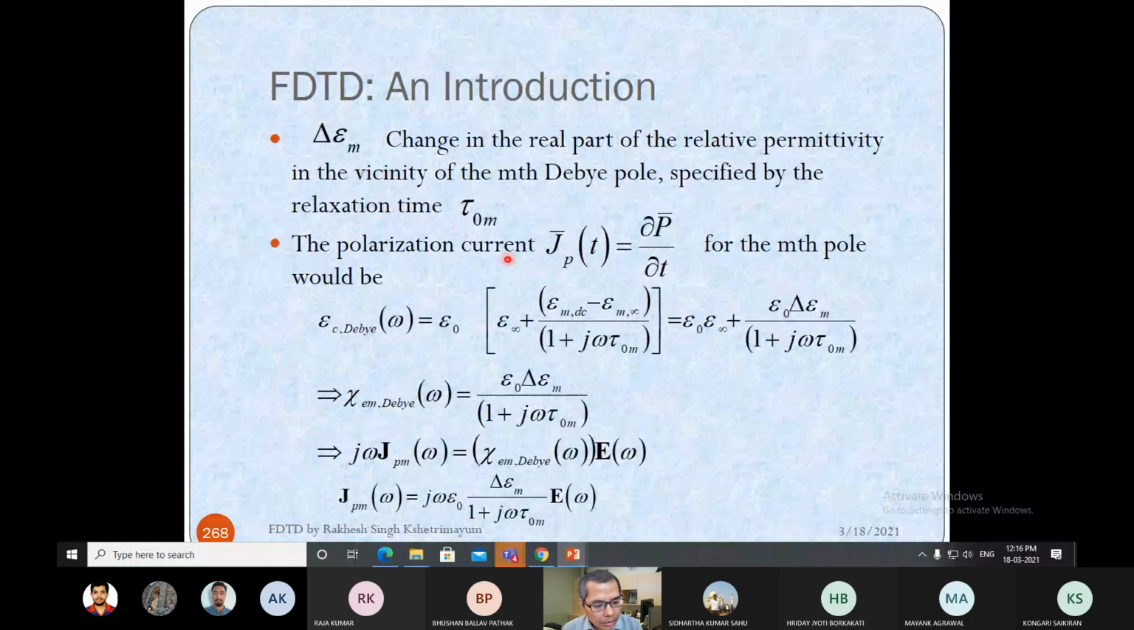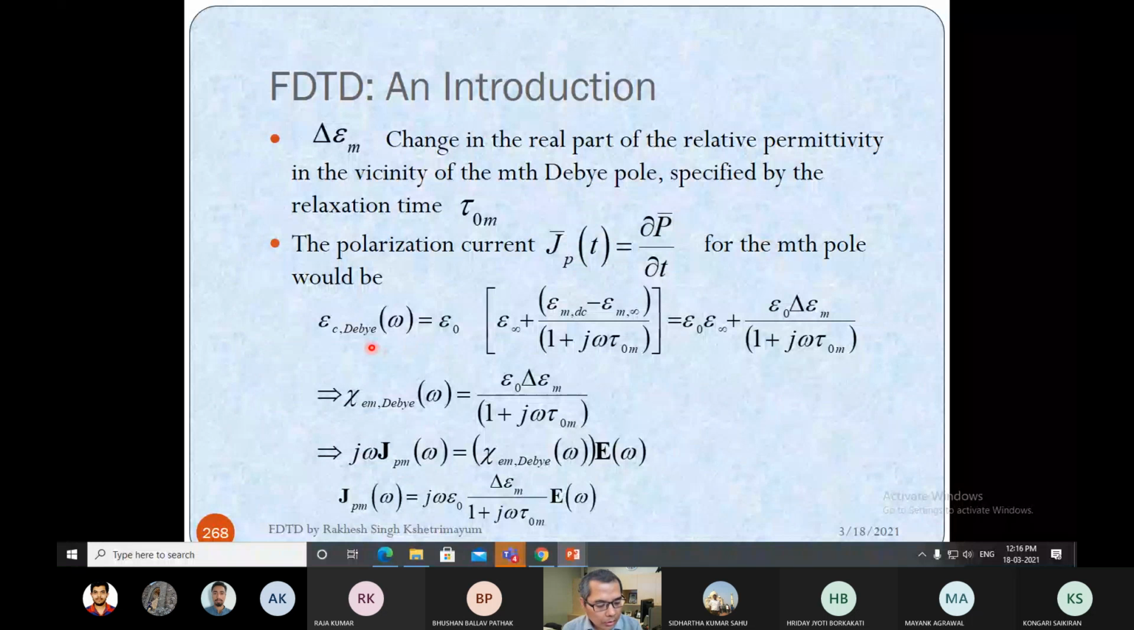So how do I write the update equation for the polarization current? Polarization current we can denote as Jp. Jp is varying with respect to time. If you do the partial derivative with respect to time of the polarization field, you get the polarization current. So Jp is basically del P by del t.